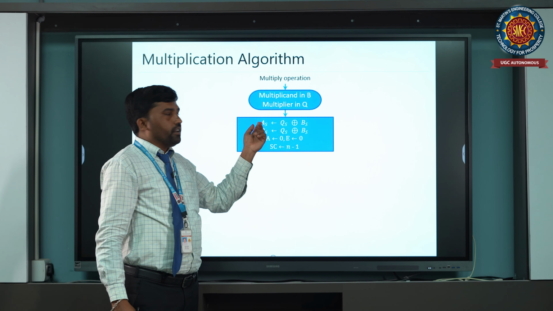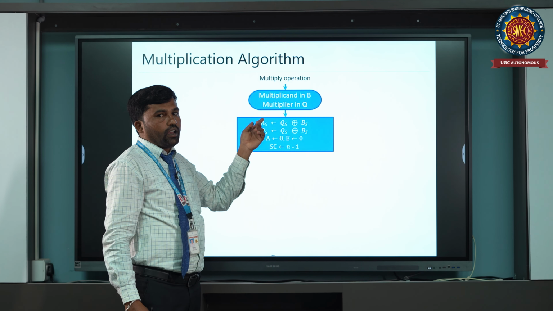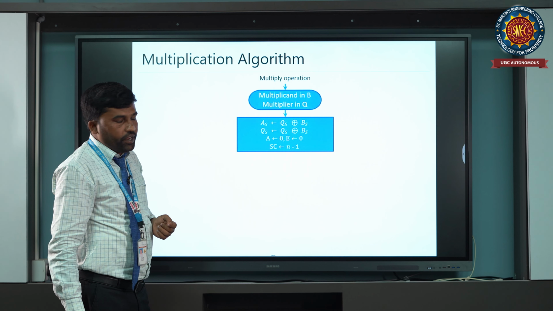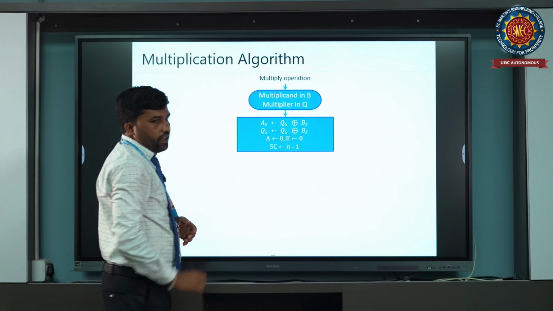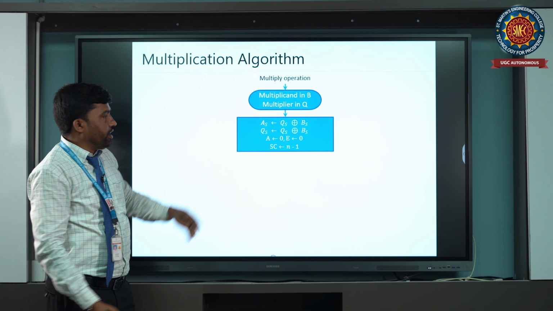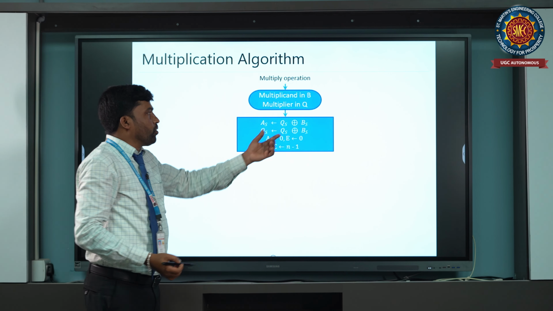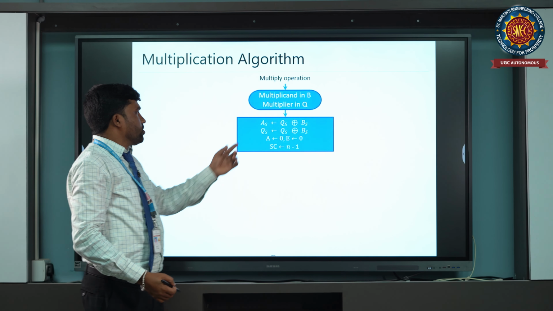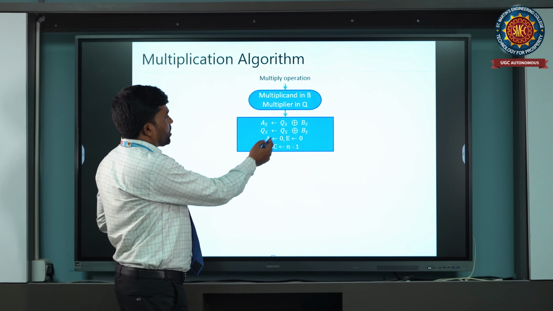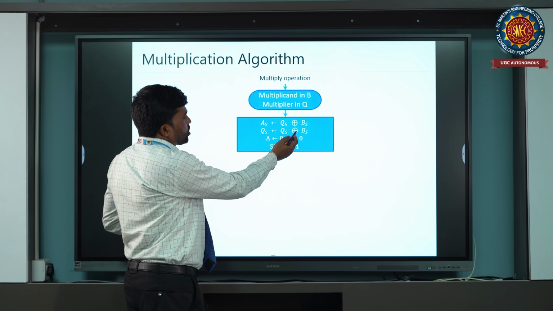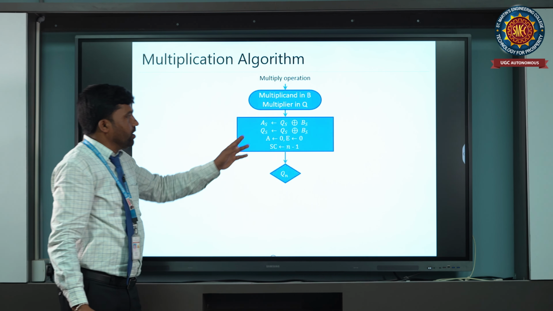So here AS means the A sign bit. The A sign bit is computed from Q exclusive OR B, so the Q exclusive OR B sign bits are stored in A. A is always 0, right? After doing the process, the output data will be stored in A. Here QS means the Q sign bit, which is the Q sign bit exclusive OR the B sign bit. This one also we can store in the Q register.